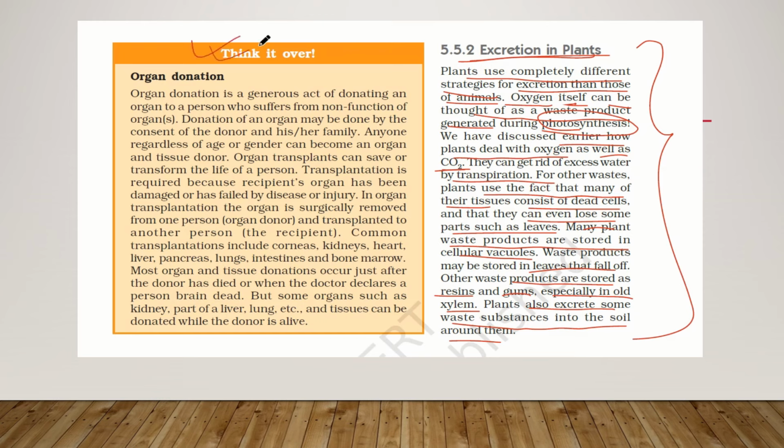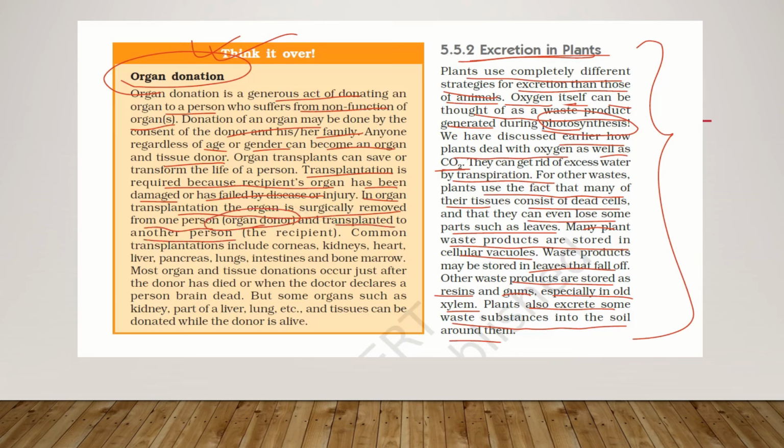Okay, so we can think over organ donation also. Just go through it once. It's a generous act of donating an organ to a person who suffers from a non-functional organ. If there is a donor in your family, anyone regardless of age or gender can become an organ or tissue donor. Transplantation is required because the recipient's organ has been damaged or has failed to work due to disease or injury. In organ transplantation, the organ is surgically removed from one person, that is the organ donor's body, and is transplanted to another person.